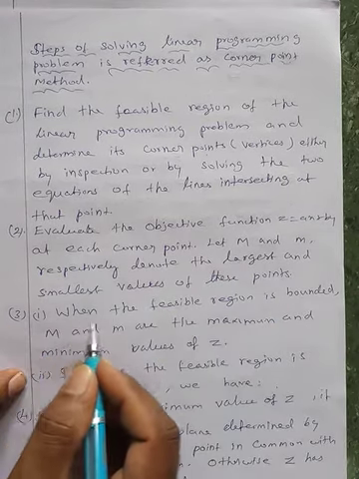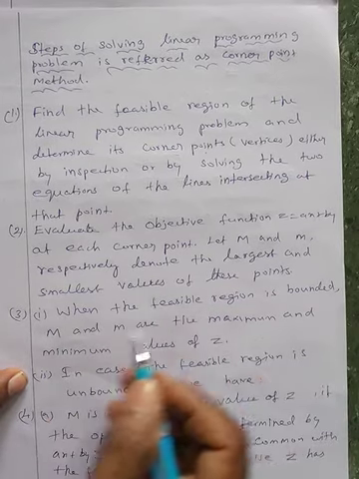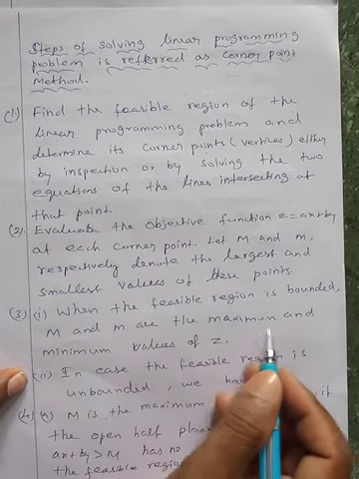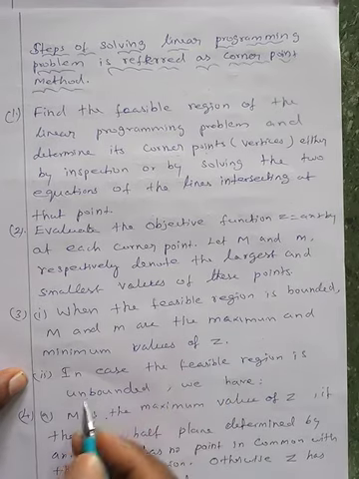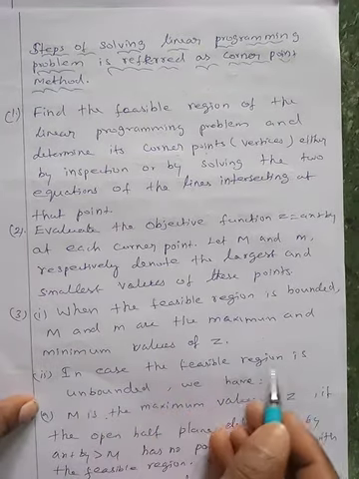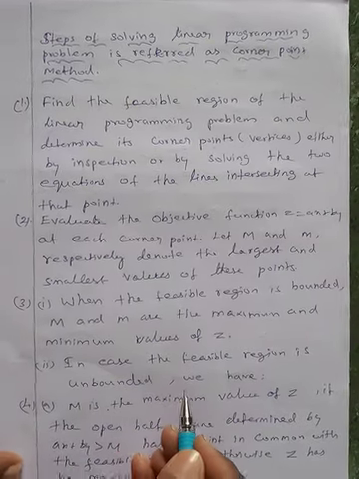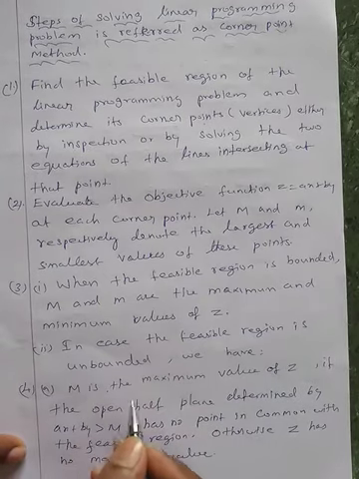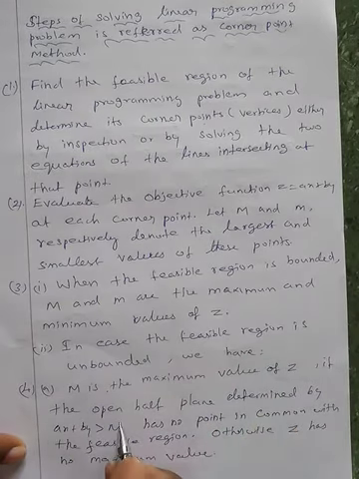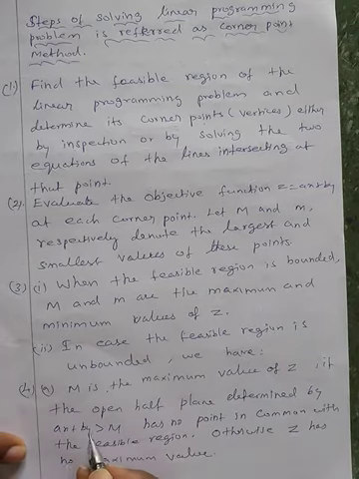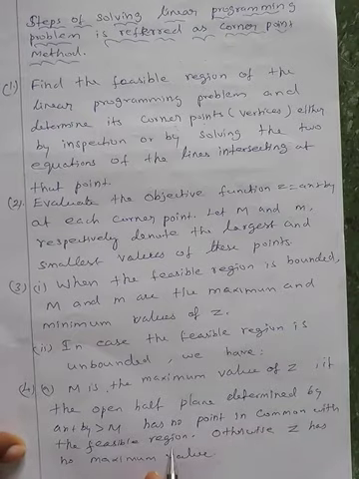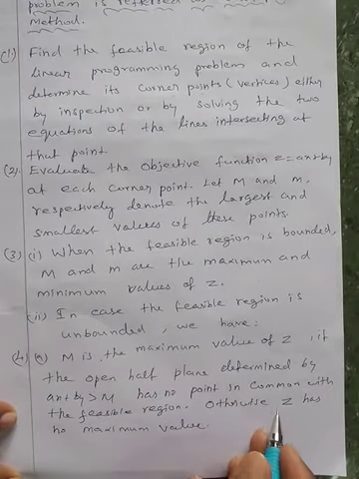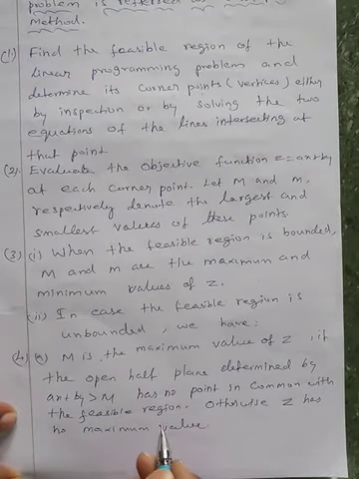Third, when the feasible region is bounded, M and m are the maximum and minimum values of z. In case the feasible region is unbounded, we have: M is the maximum value of z if the open half plane determined by ax plus by greater than M has no point in common with the feasible region, otherwise z has no maximum value.